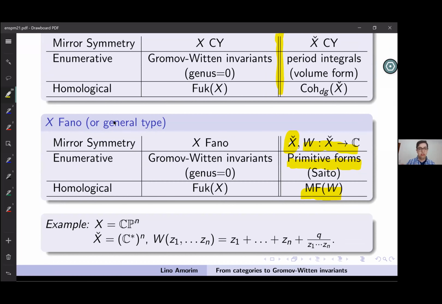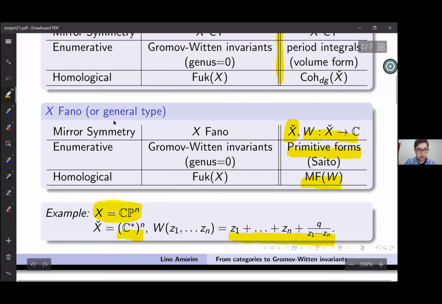Okay, so if you want to have just one example in mind, and we'll be focusing on this case where it's Fano, or it doesn't need to be Fano, but not Calabi-Yau. So we can take, if X is just projective space, CP^N, then the mirror, the underlying space, is just the complex torus, C star to the N. And this function W is just this Laurent polynomial. Okay, so there is this q here. This is some parameter that has to do with the choice of the symplectic form on CP^N, kind of rescaling it. But this is the thing to have in mind.